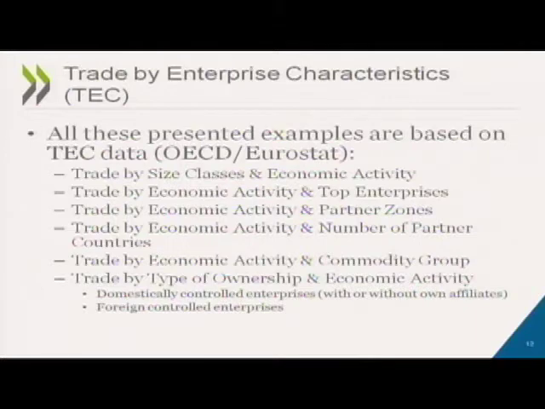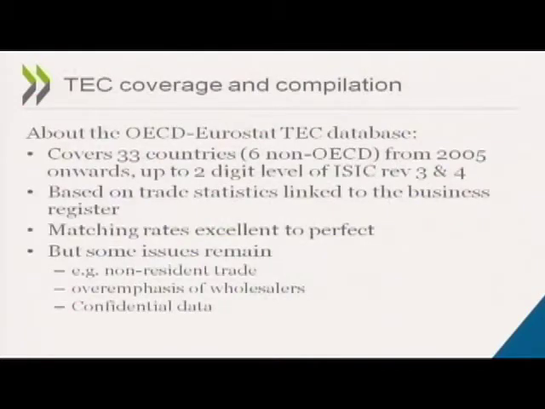By commodity groups, so we try to make tables that break down imports, for example, by product and industry, which are also within the supply and use framework, of course, very important. And most recently, we've added foreign ownership or the ownership dimension to the TEC questionnaire to better understand the differences between foreign and domestically controlled firms with respect to trade.